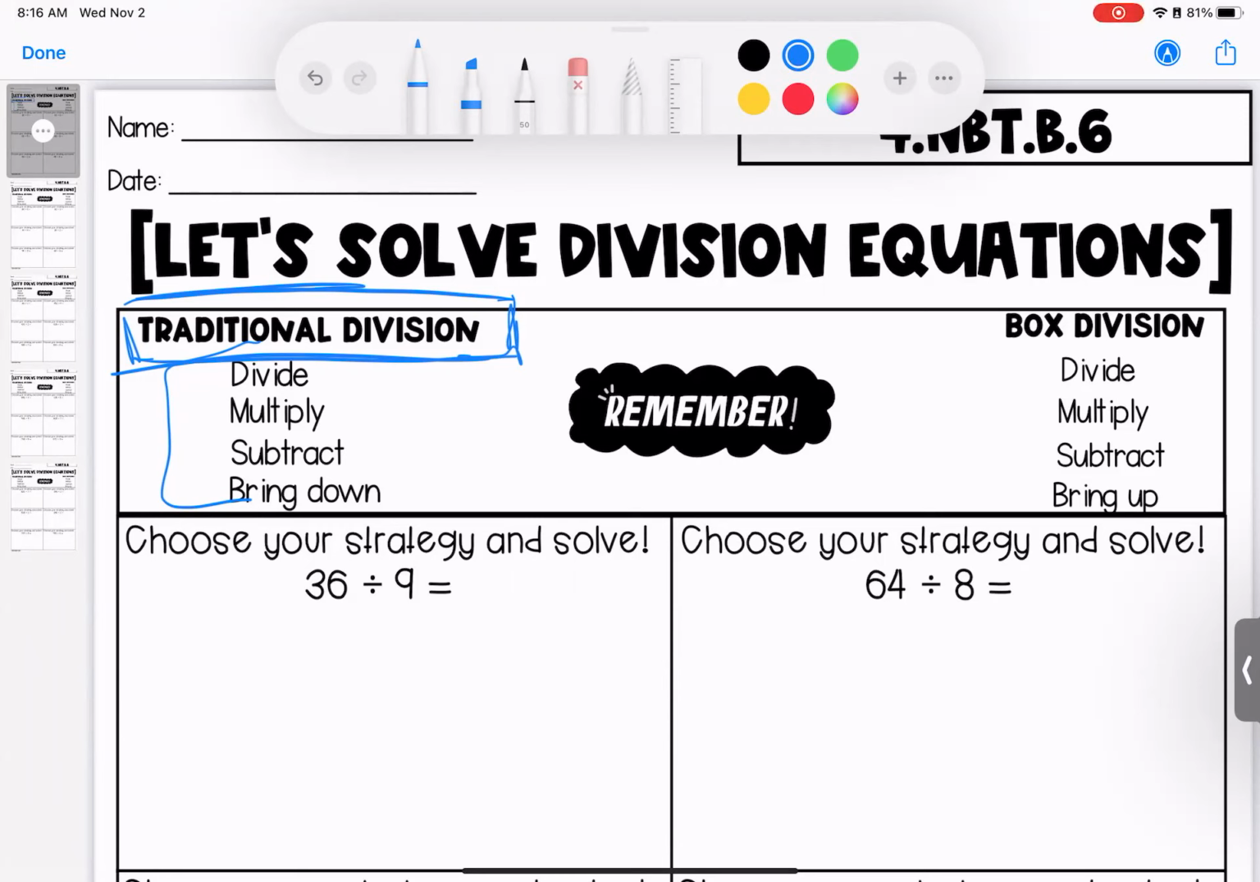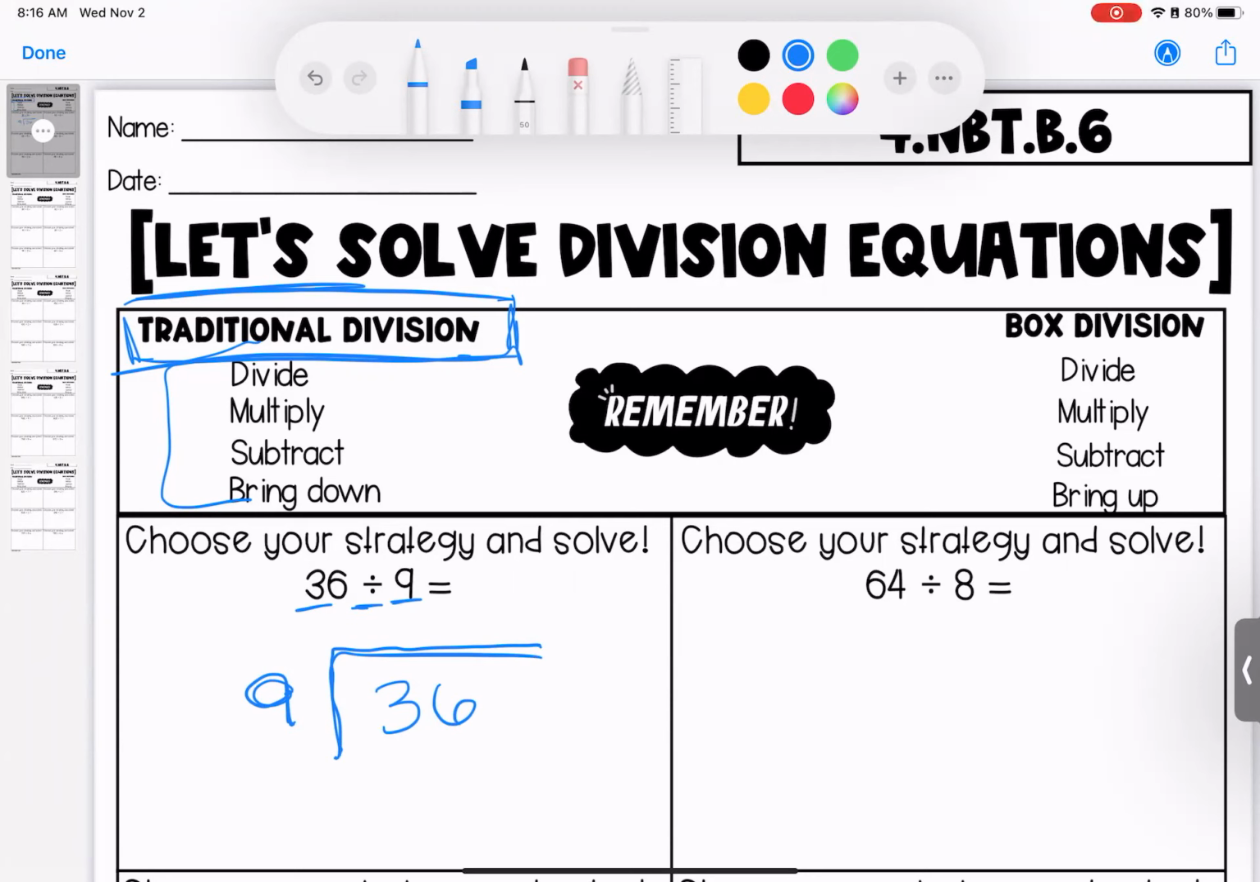So let's set it up. First number always goes inside the house. Second number goes outside. We read this as 36 divided by 9, and when we set it up, we write 36 divided by 9. Saying it out loud can help you put the numbers in the right place. With the type of division we're doing now, the bigger number is always going to go inside the house.